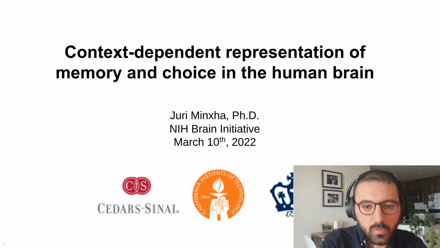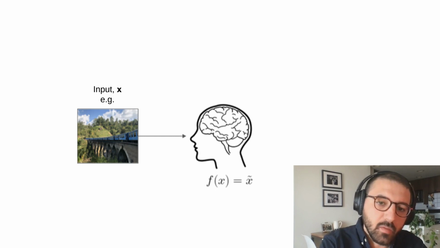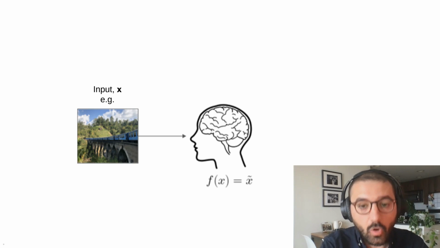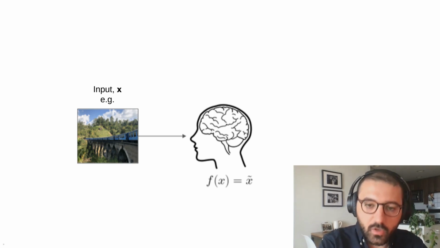So I'd like to start with a few simple considerations. Imagine that you're looking at an image. This could be an image that you took while on a family vacation, or it can be a completely new image. In any case, we know that there must be some sort of internal representation that arises from the viewing of this image. And you could say that the goal of most of what neuroscientists do is to try to learn what this f of x actually is.